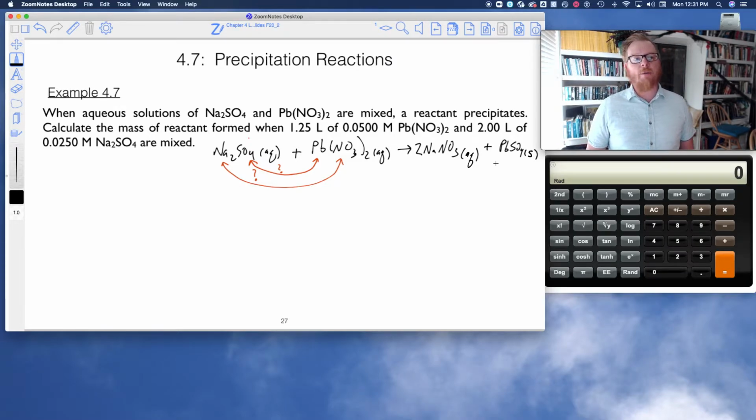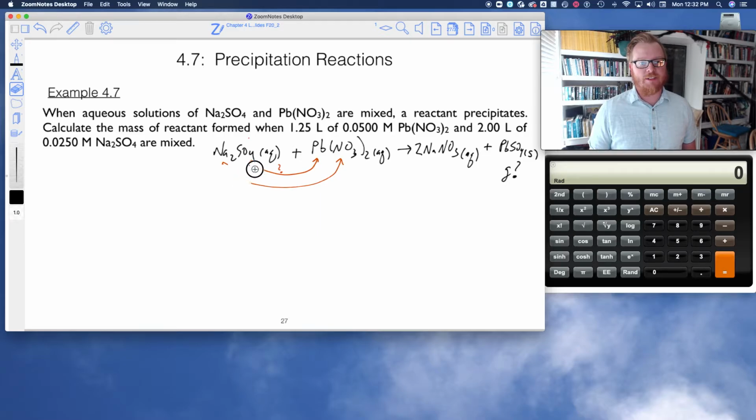And now the problem tells me, calculate the mass of precipitate formed. So how many grams of the lead sulfate when 1.25 liters of a 0.05 molar lead nitrate solution and 2 liters of a 0.025 molar sodium sulfate solution are mixed. This is how I know that this is a limiting reagent problem, because I've been given amounts of both reactants.